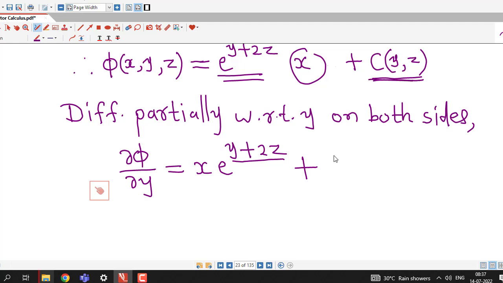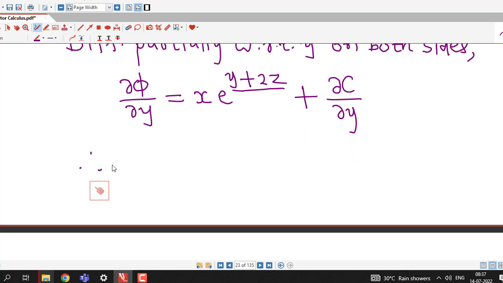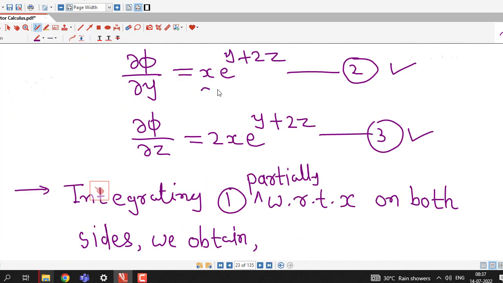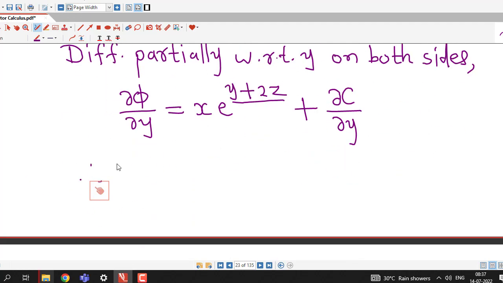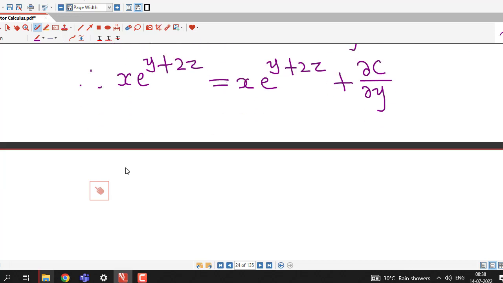And because this is function of two variables, we will write partial derivative of c with respect to y. And now we use equation 2. We substitute value of del phi by del y from equation 2, which is x e raised to y plus 2z. So that we write here. Therefore, x e raised to y plus 2z equal to x e raised to y plus 2z plus del c by del y. And you can see from this I will obtain del c by del y equal to 0.